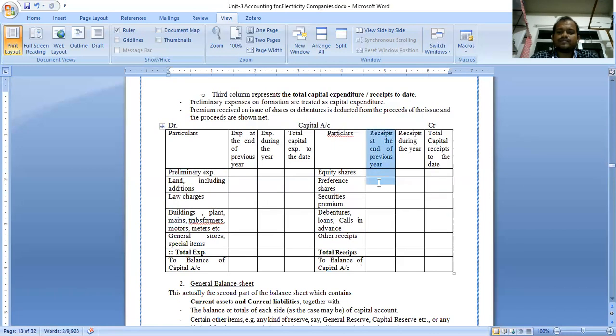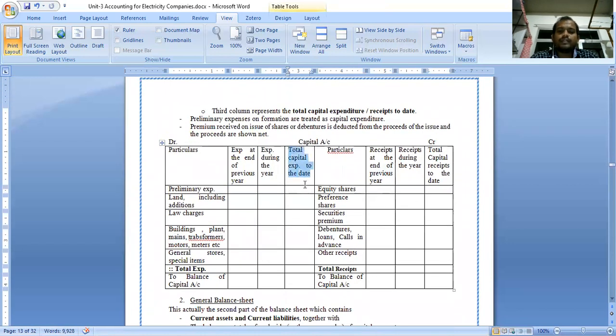The first column represents receipts or expenditure at the end of the previous year. It is nothing but the opening balance of the asset, or it may be the ending balance of the previous year. So, expenditure at the end of the previous year, receipts at the end of the previous year. Another column represents receipts during the year. Here on the expenditure side, the debit side, expenditure during the year. The third column represents total capital expenditure to the date. By adding these two, opening plus during the year, we get the total. Likewise, we have to prepare the capital account.